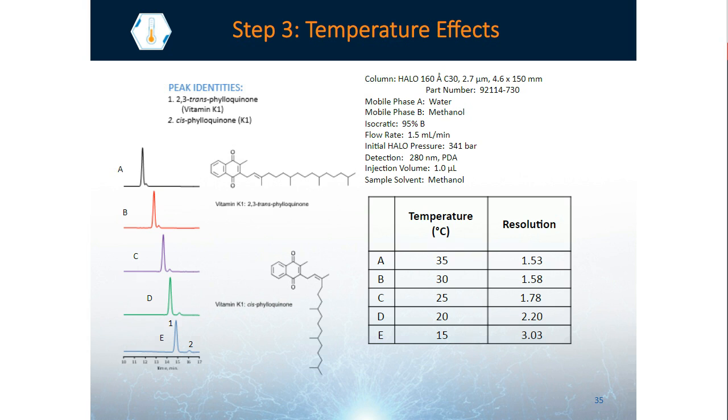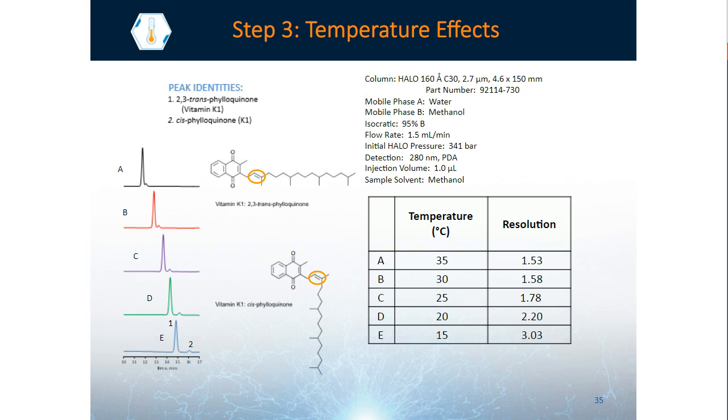And then finally, of course, temperature does play a role in terms of the separations and how well the compounds will be resolved. So in this example, I'm looking at trans vitamin K1, which is peak 1, and cis vitamin K1, which is peak 2. So what we're showing here, in particular for the Halo C30 column, is as we decrease the temperature, we actually are able to increase the resolution.